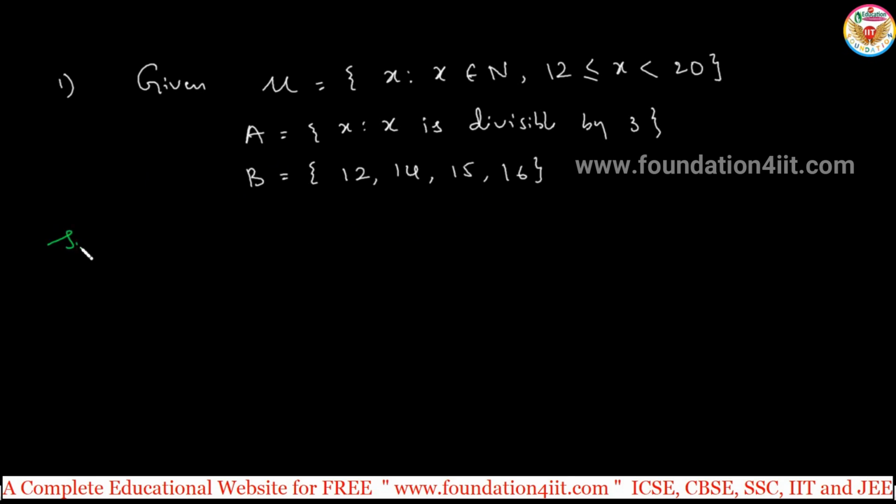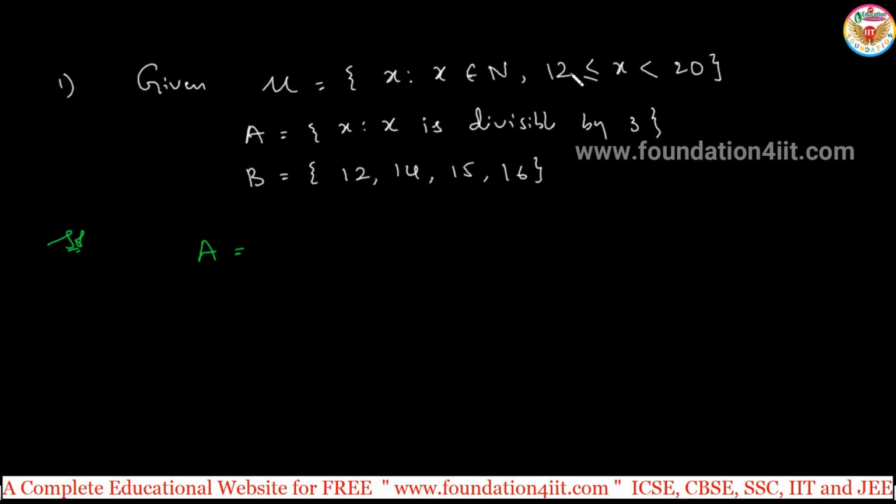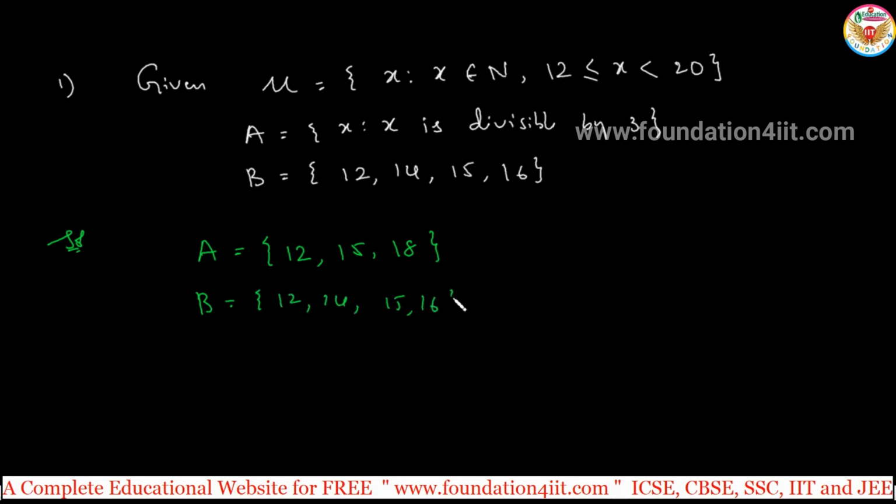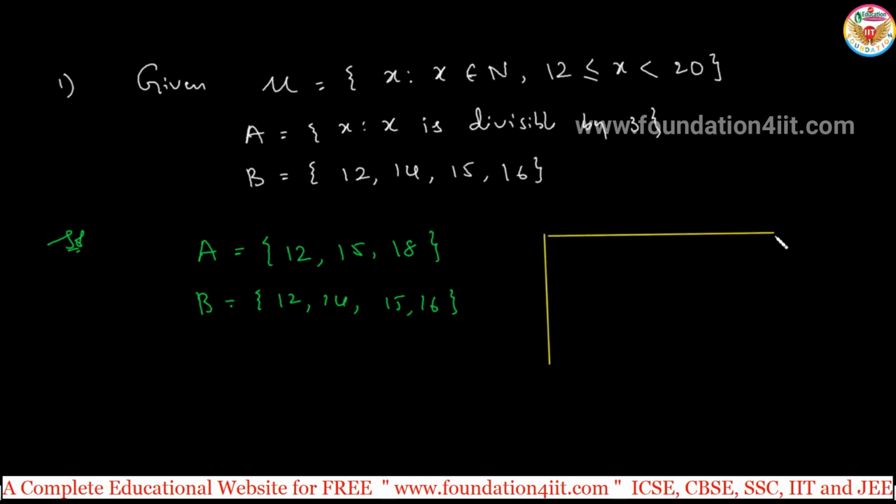Now when you come to the solution, here is set A: X is divisible by 3. But A and B should be taken only from the universal set. So the universal set is from 12 to 20, not even 20, 19. 12 to 19. So between 12 and 19, divisible by 3 is 12, again 15, 18. That's all. This is only from set A. B is given already: 12, 14, 15 and 16. Now this data is to be represented using this Venn diagram.